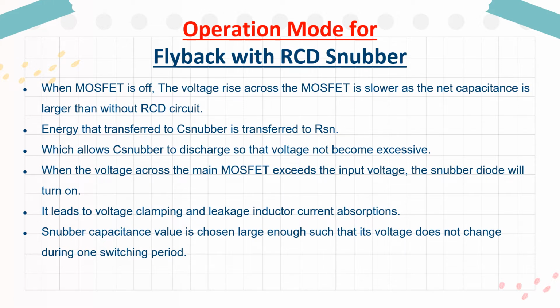When the voltage across the main MOSFET exceeds the input voltage, the snubber diode will turn on. It will lead to voltage clamping and leakage inductor current absorption. Snubber capacitance value is chosen large enough such that its voltage does not change during one switching period.